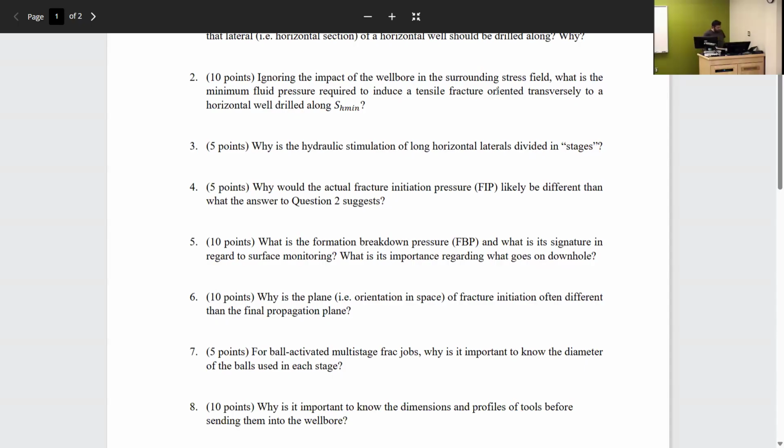Why is it important to know the dimensions and profiles of tools before sending them downhole? There is a reason for that. Why do we need to know the dimensions of the tools? It has to do with fishing, so that we know, when they are being cut and they are staying downhole, what we need to fish, what tool we are going to use to fish them out.